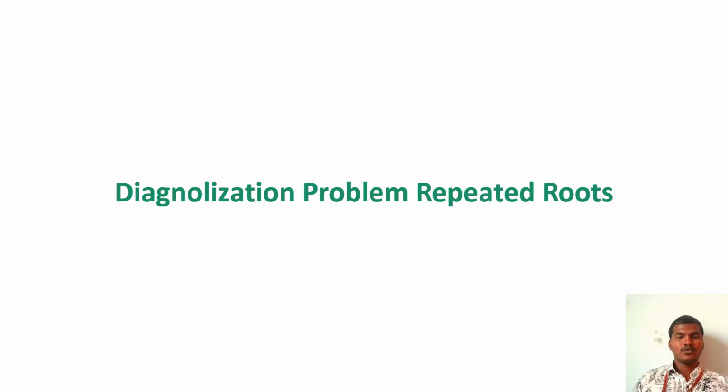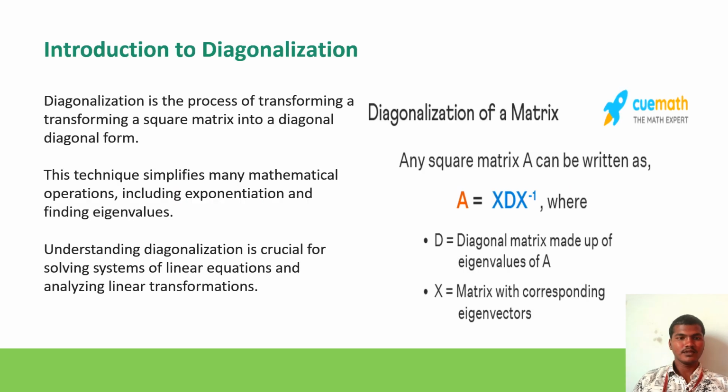Today my topic is about the diagonalization problem, repeated roots. Introduction to diagonalization. Diagonalization is the process of transforming a square matrix into a diagonal form. This technique simplifies many mathematical operations, including exponentiation and finding eigenvalues. Understanding diagonalization is crucial for solving systems of linear equations and analyzing linear transformations.